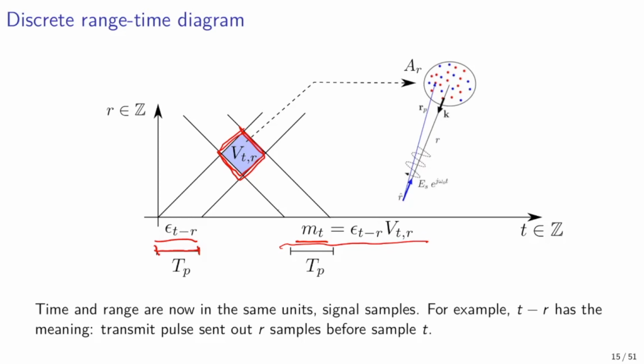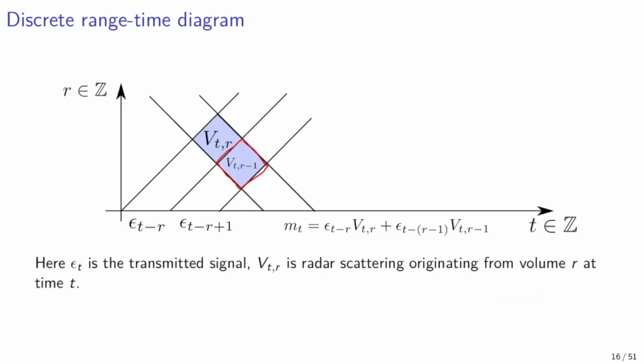This means that a line of constant time is slanted as follows. Both t and r in this case are in the same units, signal samples. For example, epsilon t minus r carries the following meaning. The transmit pulse sends out r samples before sample t. If we add radar scatter from another volume in range time space, we can now use the diagram to relate two samples of the transmitted signal to the received signal at time t.